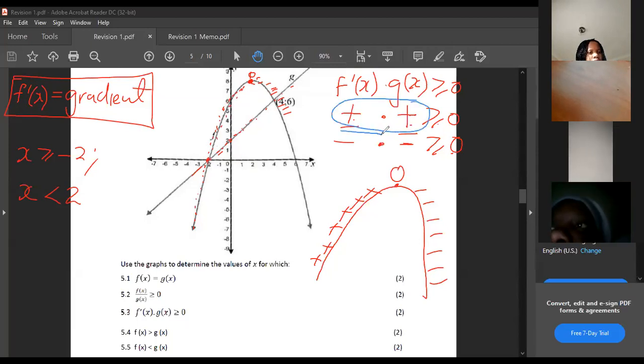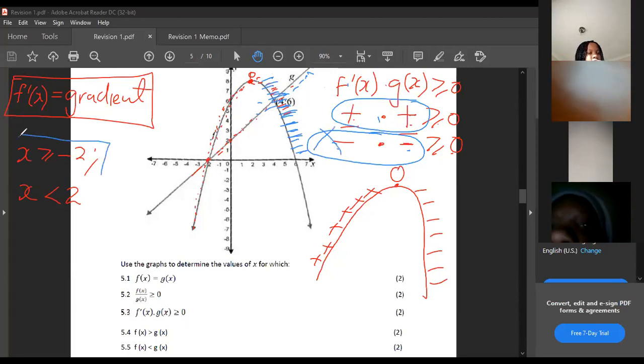Let me look for this one. Where it's downhill and G below the x-axis. Downhill and G below. This does not exist because G is always above. Yes, I see a downhill here, but G is already above. It's positive. So this one does not exist. So you throw it away. So your answers are these for that.